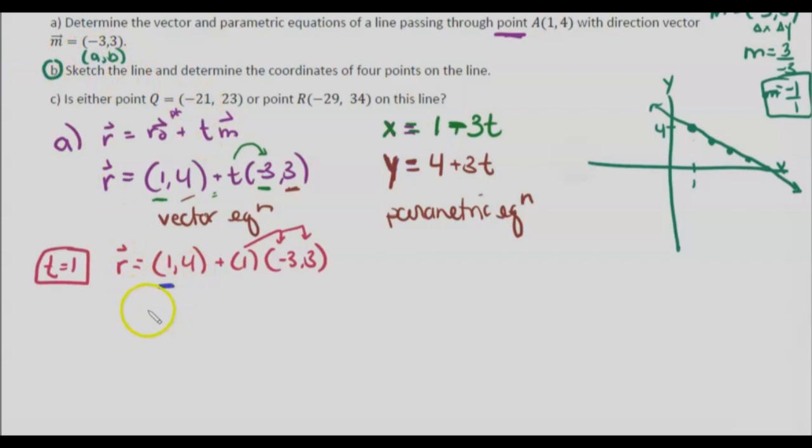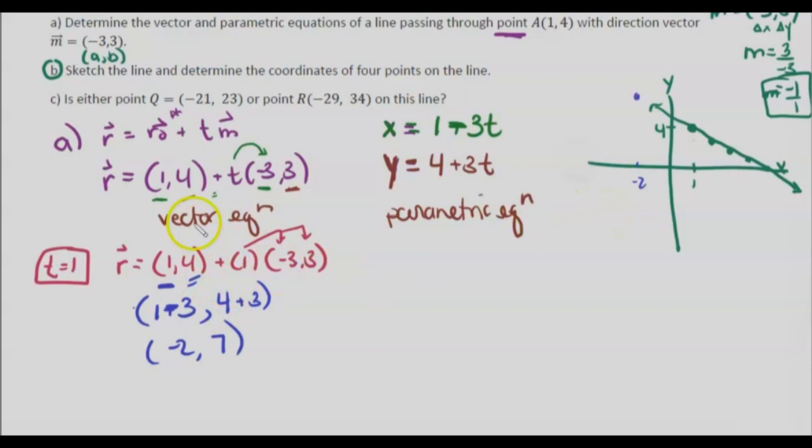We can say, okay, so for the x component, we're going to have 1 plus 1 times negative 3, so minus 3, which is negative 2. And then for the y component, we're going to have 4 plus 1 times 3, which is 3, so that's 7. So a point on this line is going to be negative 2 comma 7. That's going to be approximately here.